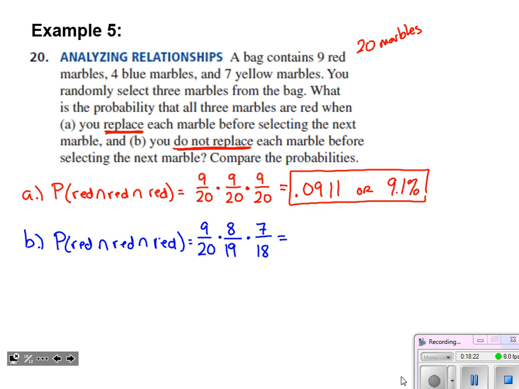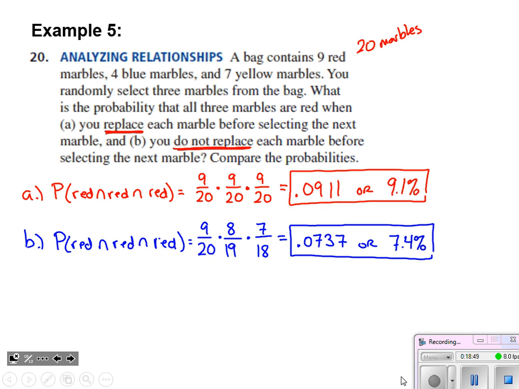So you can see that now that these events are dependent, each successive draw depends on what happened before it. You can see that our sample space has changed and the number of outcomes has also changed. What we get for this one is 0.0737, or about 7.4%. So not surprisingly, as we draw more red marbles out of the bag, it becomes less and less likely that we'll draw another red out.